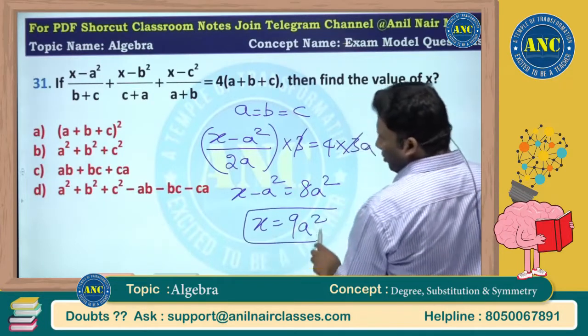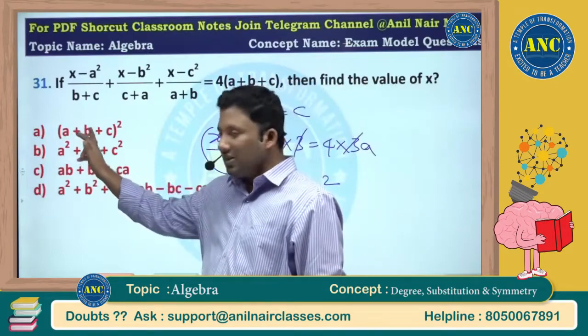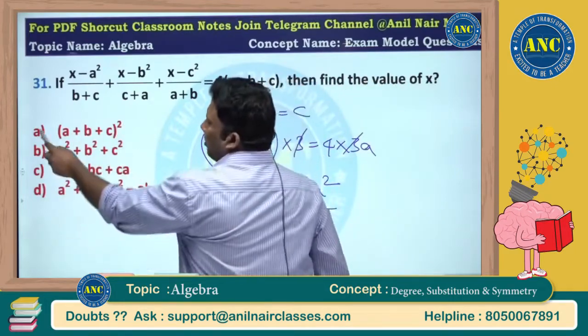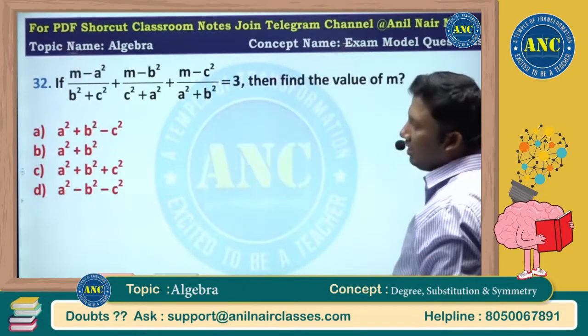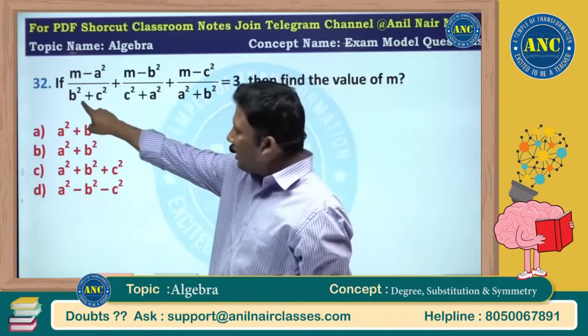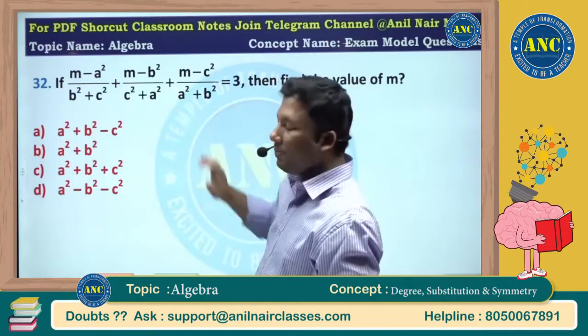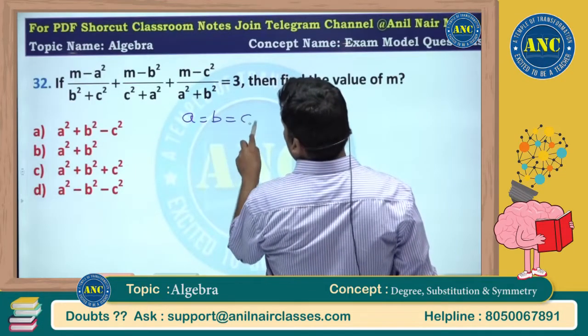Make A equivalent to B equivalent to C. You should get 9A square. A plus A, 3A whole square. Answer is 9A whole square. Very, very easy question. B is replaced with C. C is replaced with A. So make A equivalent to B equivalent to C.